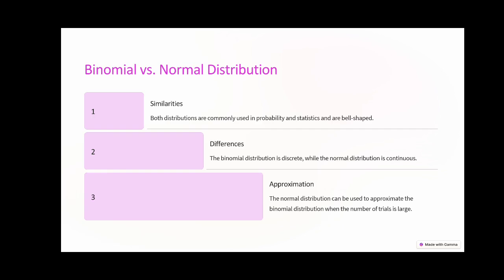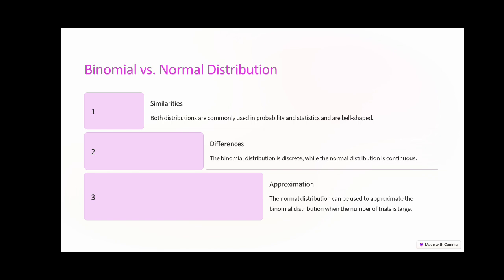Then let's compare binomial and normal distributions. Similarities are, binomial distribution and normal distribution are probability distributions commonly used in probability and statistics. And both distributions have curves in bell shape.